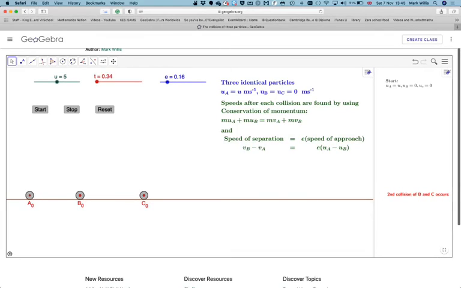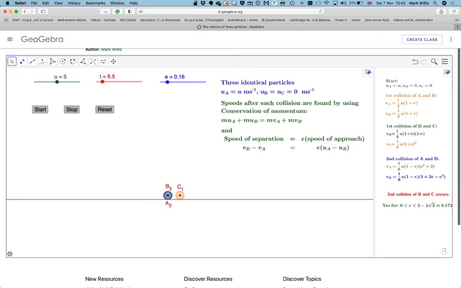So start again. The mass will appear on the right hand side. Again, A hits B, B hits C, A hits B, and then you can see B will eventually catch up with C, hopefully by the end. It's very slow. And therefore you can see B has actually hit C again. So it's quite an interesting problem.